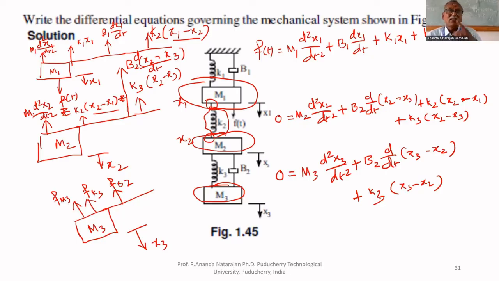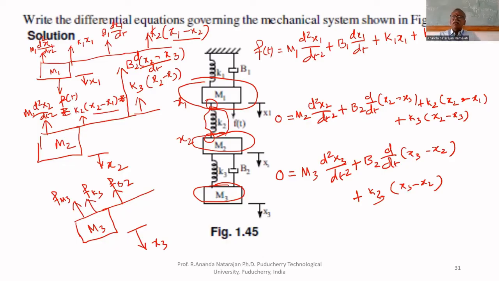Therefore, for KCL, Kirchhoff's current law, the number of equations equals the number of nodes minus 1. If it is KVL, Kirchhoff's voltage law, the number of equations equals the number of loops in that circuit, the number of closed paths. As far as the mechanical system is concerned, the number of equations equals the number of masses. M1, M2, M3, 3 masses are there. Therefore, 3 equations. That's all.